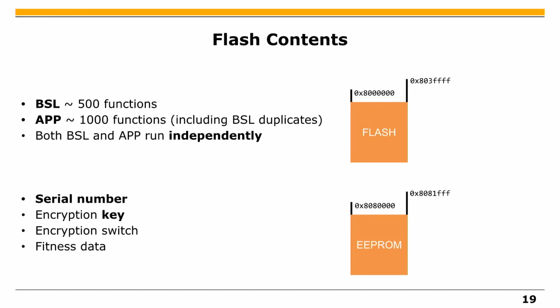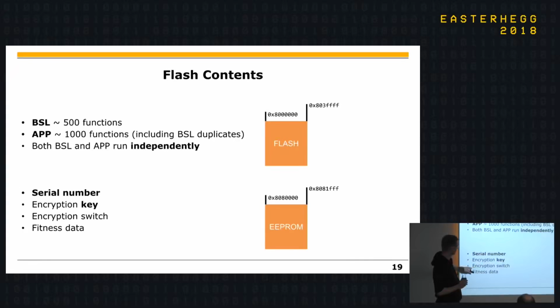Regarding the EEPROM, this contains everything which is necessary for encryption. So your serial number, the encryption key, the symmetric key, which we saw earlier, and also an encryption switch, which you can just use to completely disable encryption. But then the Fitbit will not talk with the server anymore. This is another story. And also your fitness data, of course.